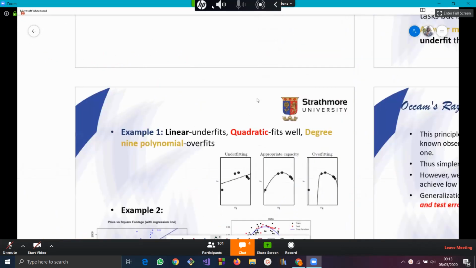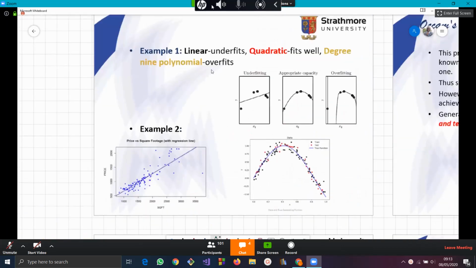Fine, so we have examples here. Example 1, linear underfits. So this is the example of how linear underfits this problem. Quadratic fits well, but if I use a degree 9 polynomial, it overfits. So notice overfitting solves a problem, but its complexity is way high. It's overfitting the problem, or better put it, solving the problem.